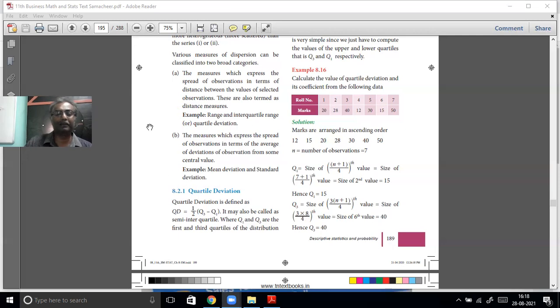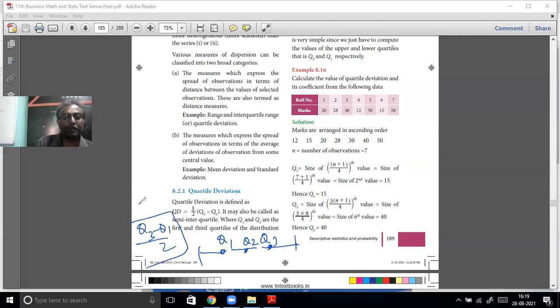Okay, what is quartile deviation? Very simple. You know how to find Q1 and you know how to find Q3. From the data you get Q1, Q3 and Q2. Quartile deviation, called QD, is Q3 minus Q1 by 2. That's all quartile deviation. Now, this is an absolute value.